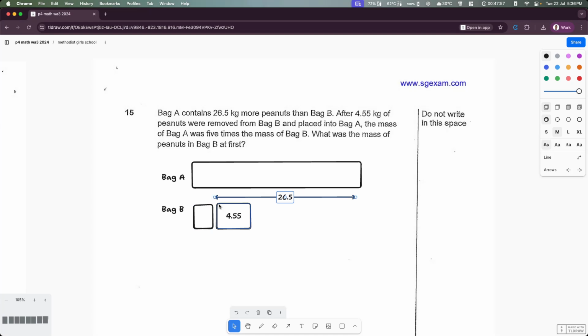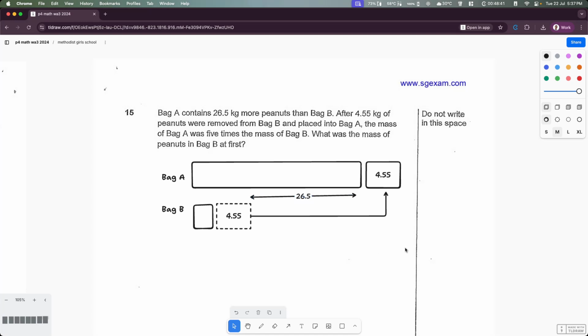So this is over here. So 4.5 has been removed from bag B. We remove this and we add it into bag A, like this. I'm going to put "add" like this, and then add an arrow from the 4.5 to this as well. So 4.5 we added like this. It looks something like this, and then bag A has 5 times as much as bag B.